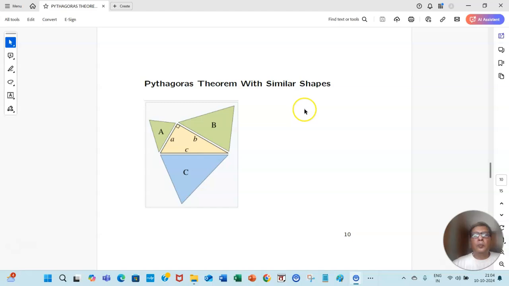Now, not only the regular polygon, if the shapes are similar, at least the angles are equal, then also we get the Pythagorean theorem, area C equals area B plus area A.